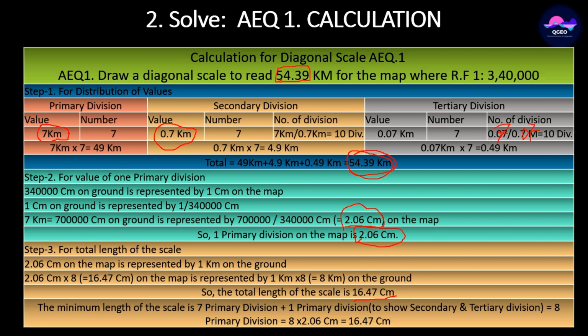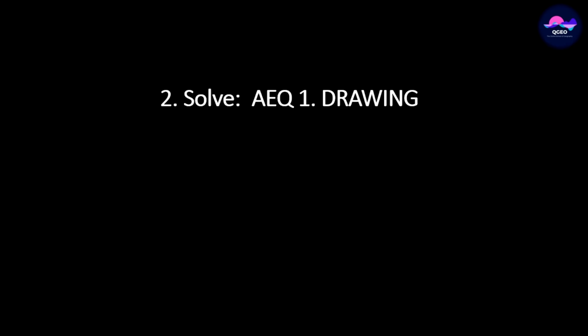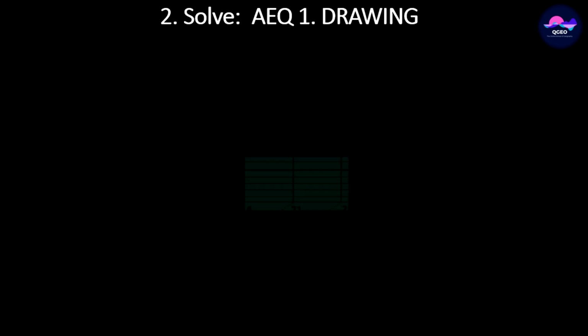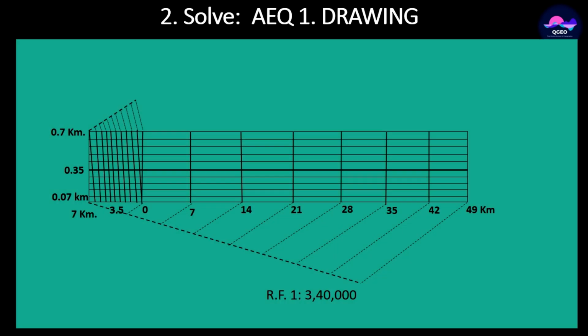Here the number is 7, and one more primary division is for showing the secondary and tertiary divisions. So total primary divisions will be 8. So 8 into 2.06, it will be 16.47, as the total length and minimum length are the same for this scale. Now the drawing part. This is the drawing. Be careful.